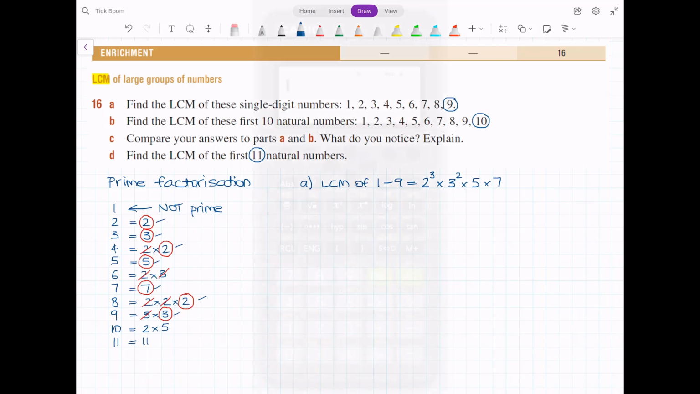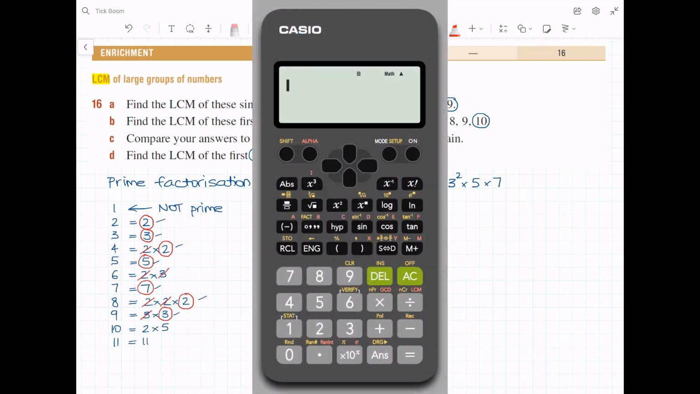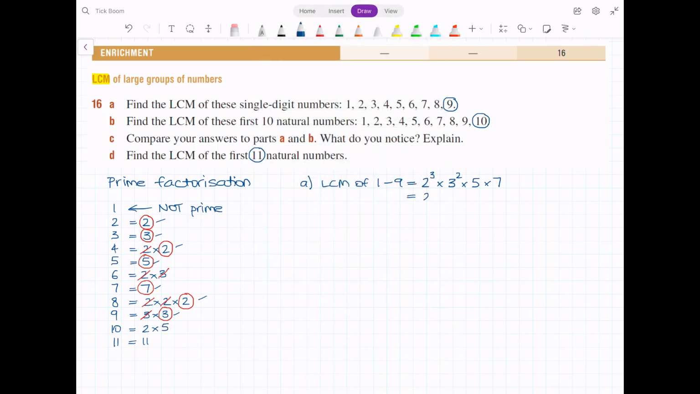So when we put that into our calculator, let's see what we get. So we'll have 2 to the power of 3 times 3 to the power of 2 times 5 times 7, and that is equal to 2,520. So that means the lowest common multiple of the single digit numbers 1 through to 9 is 2,520. Boom! Alright, now part B wants us to find the lowest common multiple of 1 through to 10.